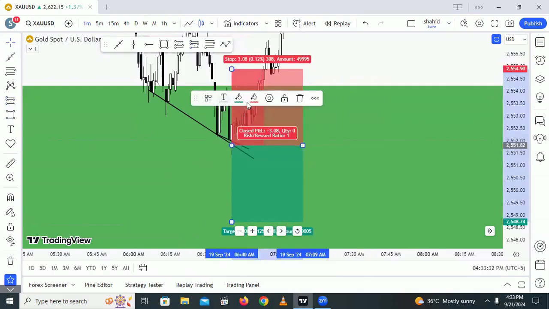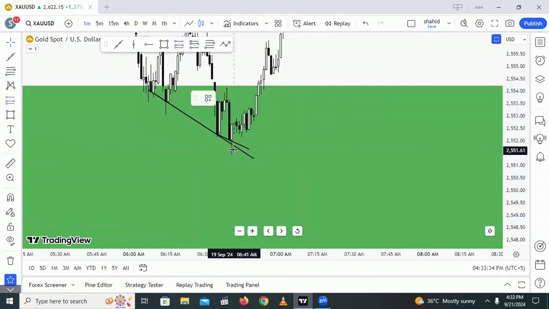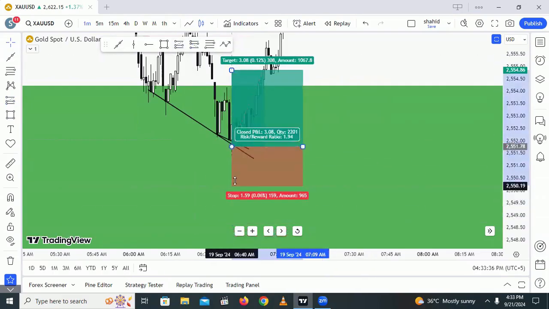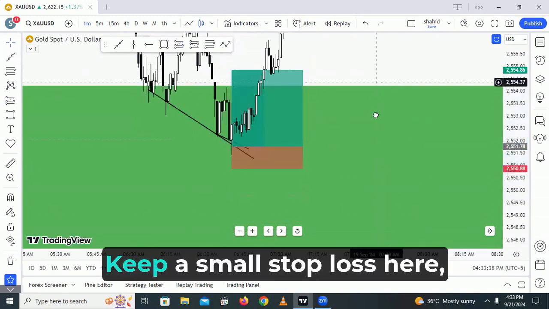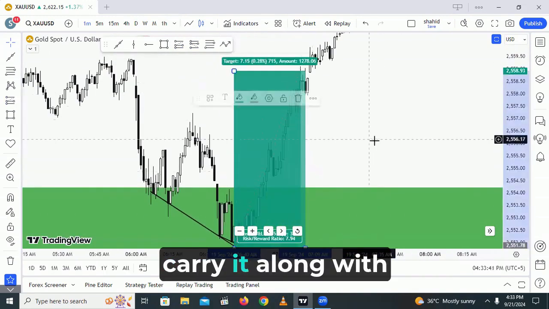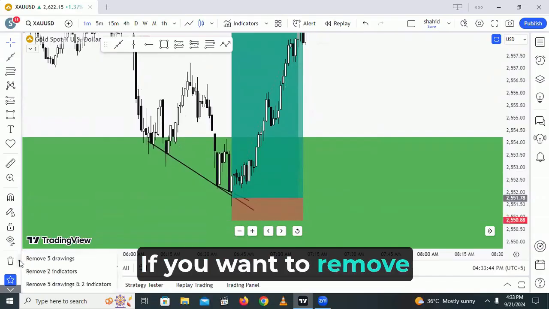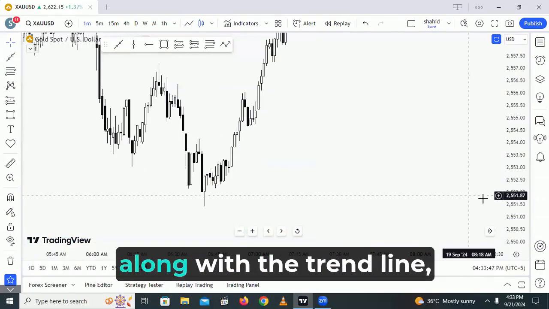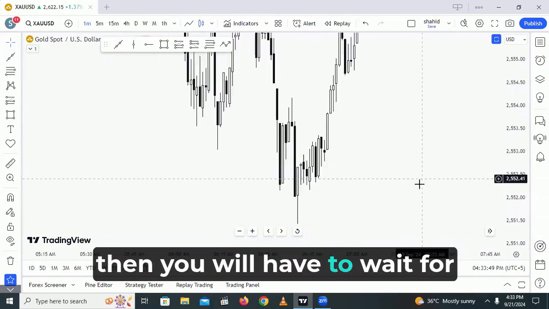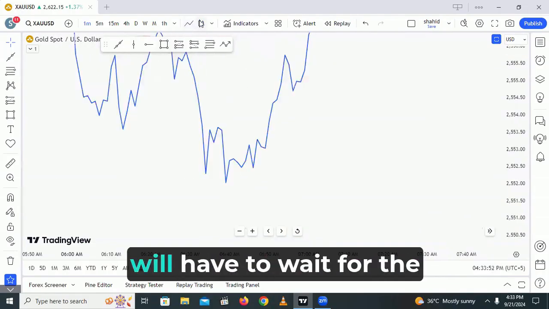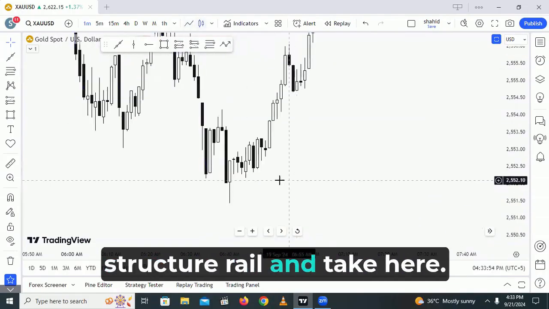See from here. All right. Keep a small stop loss here. Okay. Carry it along with the trend line. If you don't want to carry it along with the trend line, then you will have to wait for the engulfing pattern and you will have to wait for the structure break and take it here.